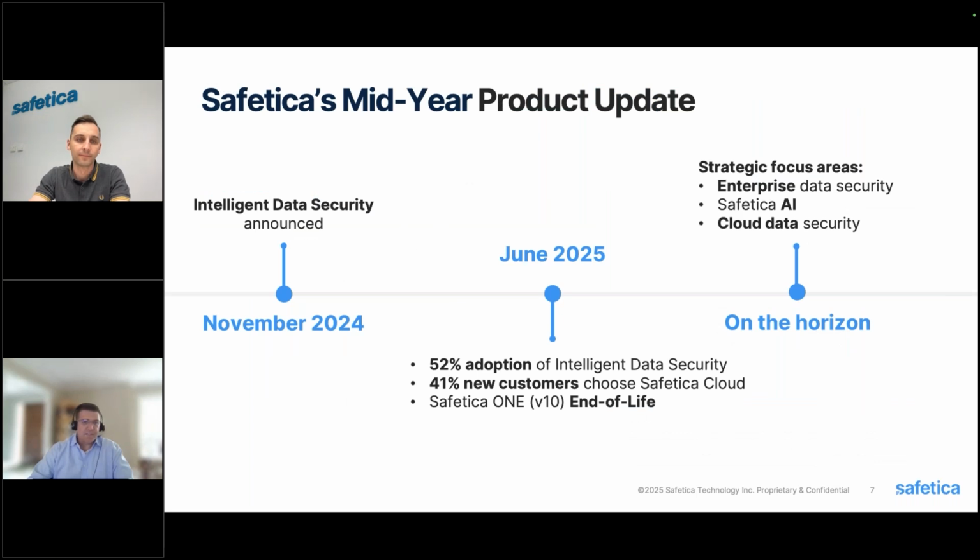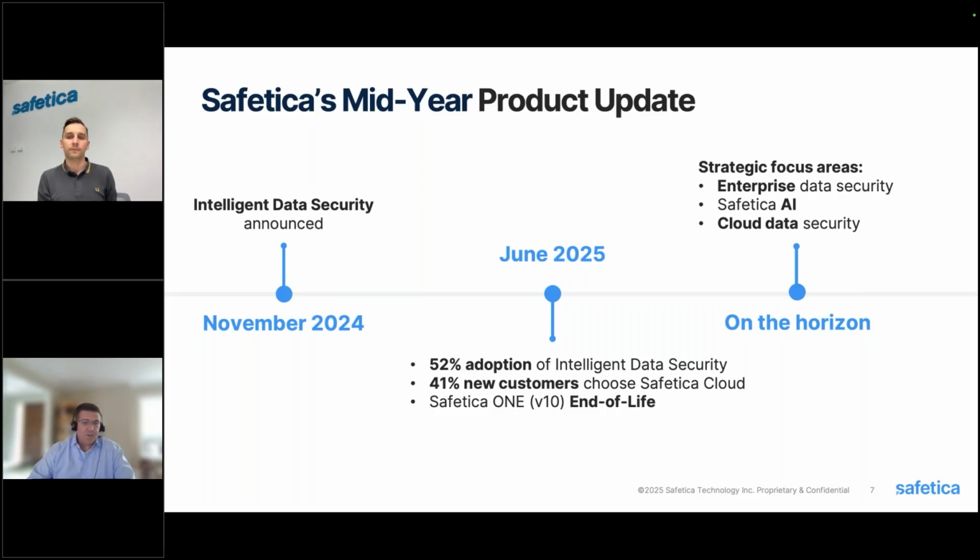All right, so let's get to what you came here for, Jan and the roadmap. So we've come a long way, as you can see here, since November of 2024 when we first announced intelligent data security, and here we are in June, and we have 52% adoption of intelligent data security, and we're at the point now where 41% of our new customers have chosen Safetica Cloud as their solution, and we're just a few days away now from the end of life of Safetica ONE as well at the end of the quarter.